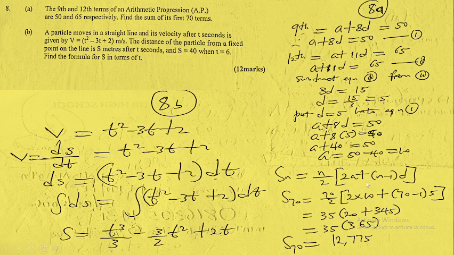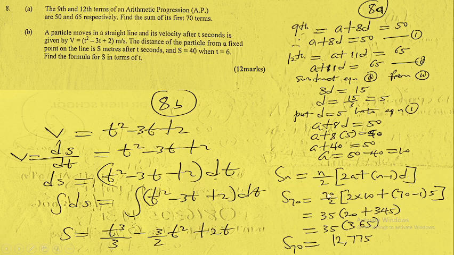So what's the formula of finding the sum of terms in an AP? We have the sum of terms equal to n over 2 into 2a plus open bracket n minus 1 close bracket multiplied by d, where n is the number of terms we are summing, a is the first term, then d is the common difference.